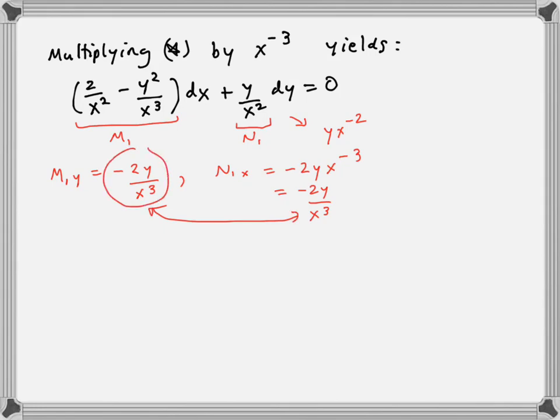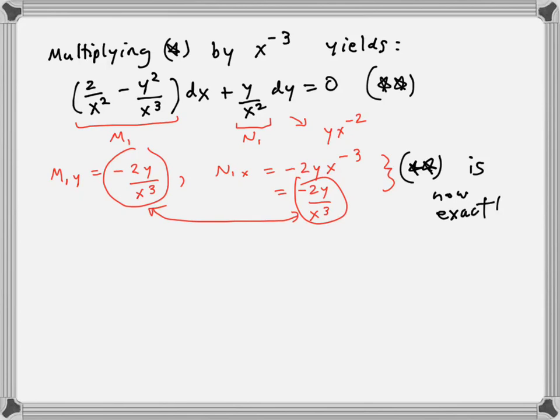So this was just to verify that yes, if I were to call this guy star star, star star is now exact. Right? We just gave it a test and it passed. So now we're going to find our potential. So find phi, right? This is what we're doing now.